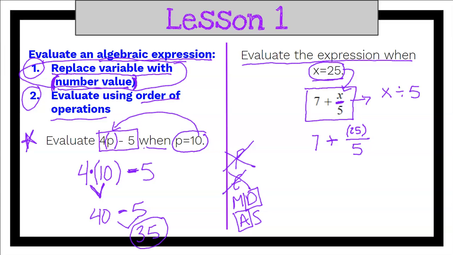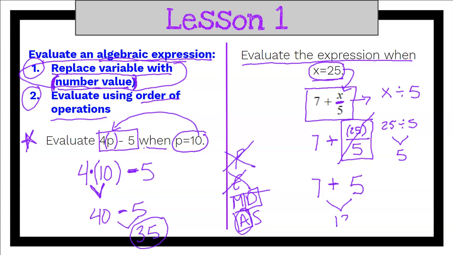That division comes first, so we have to do 25 divided by 5. Well, 25 divided by 5 is 5. So I can replace this piece with 5. That plus sign comes back down, that 7 comes back down. We did the division. Now we can do the addition. 7 plus 5 is 12. So that is our final answer.